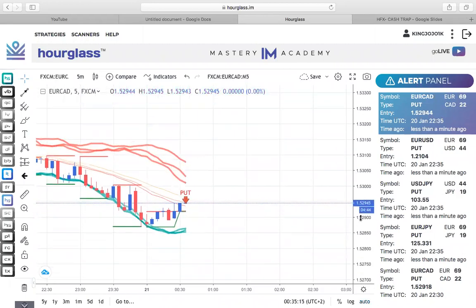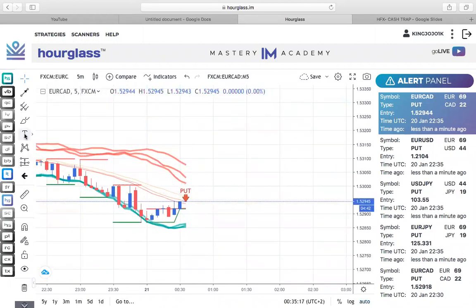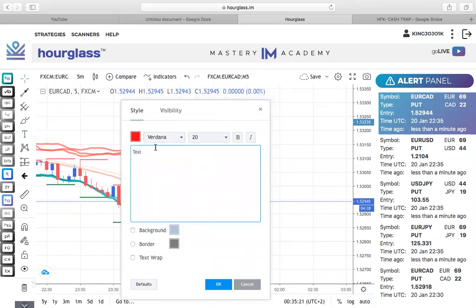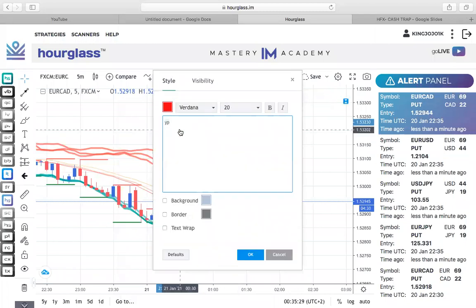Where did I put it at? Will it let me type on here? It should. Hold on. Okay, yeah, it is. It's a red Bollinger Band.